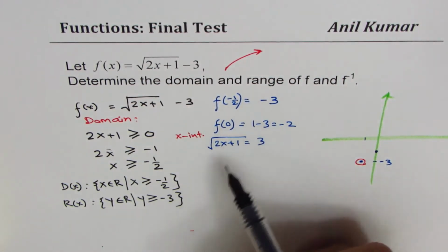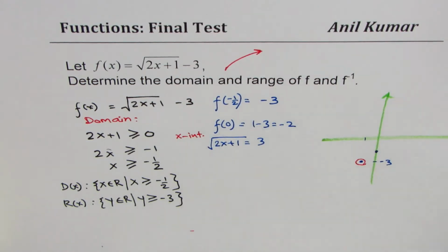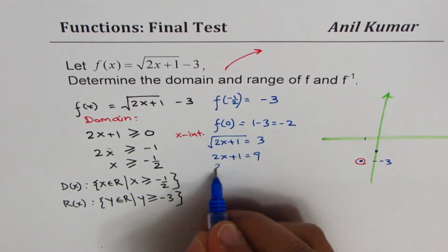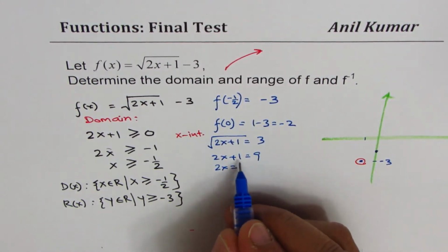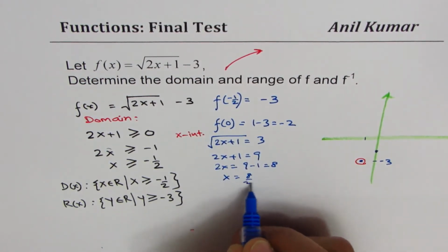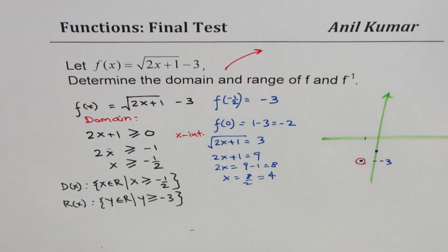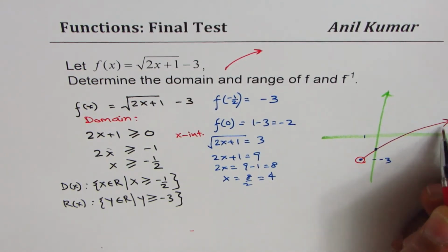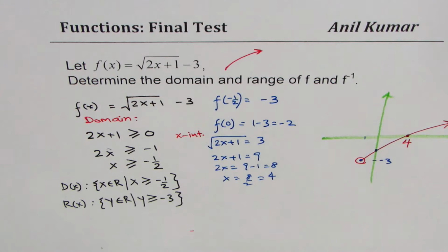Now, we'll just continue for the sake of interest. There could be a possibility of looking into that also, right? Sometimes. Okay. If I square both sides, we get 2x plus 1 equals 9. So 2x equals 9 minus 1, which is 8. And x equals 8 divided by 2, which is 4. So what we have here is a graph of the function, which is kind of going like this, where this point is 4. Is it okay?